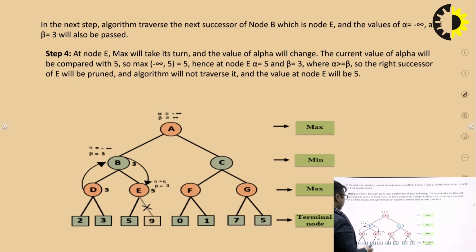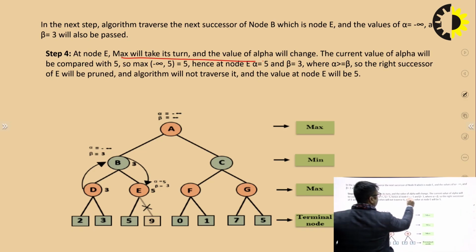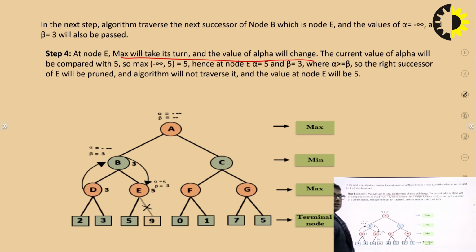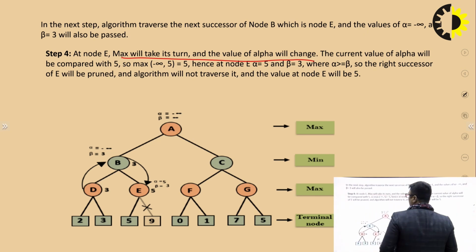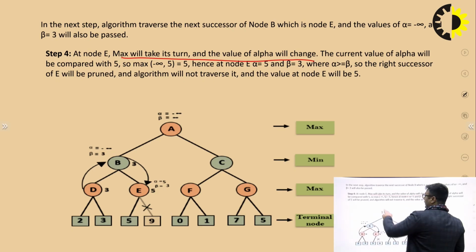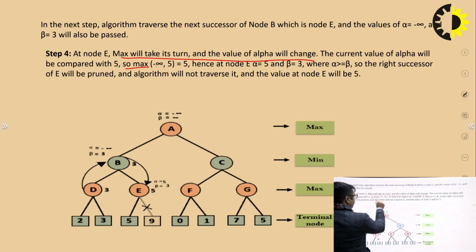Step 4 at node E. At node E, max will take its turn and the value of alpha will change. The current value of alpha will be compared with 5. The current value of alpha is minus infinity, compared with 5. That means minus infinity or 5, and 5 is the max value. So here we consider 5, hence at node E alpha is 5.